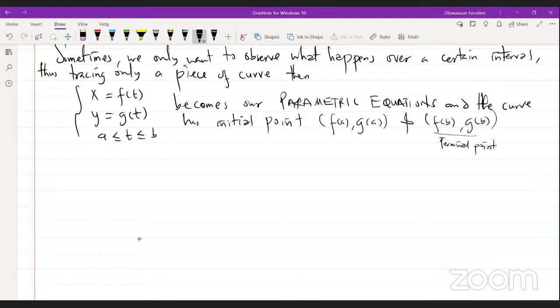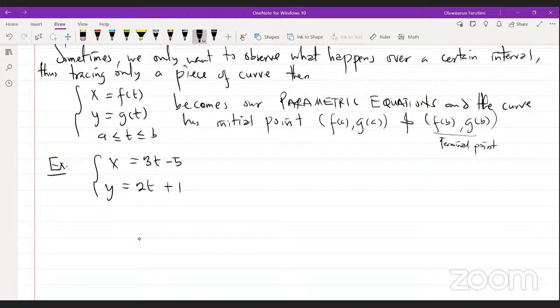Because I'm starting from A, then I'm ending at B. So that means I'm terminating at B. Okay, so let's say an example, guys. Suppose we're given a parametric equation, x equals 3t minus 5, and y equals 2t plus 1.